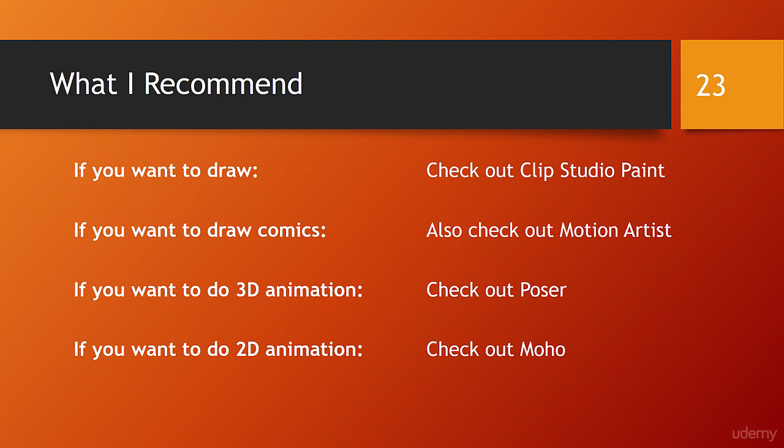Now, this is what I recommend. If you want to draw, check out Clip Studio Paint instead of Moho. If you want to draw comics, also check out Motion Artist. I think it's a neat addition to Clip Studio Paint. If you want to do 3D animation, you have to try out Poser. That's the way to go. Very similar to Blender, the open source product, if you're familiar with that. And if you want to do 2D animation, I think Moho is the answer.